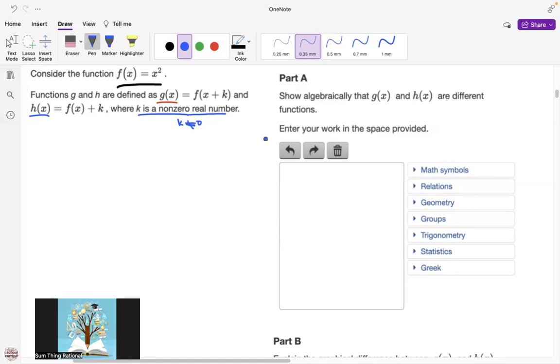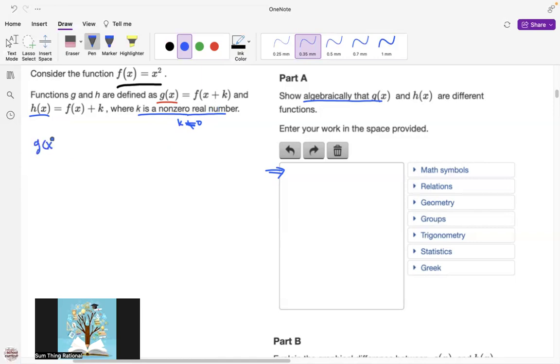So this question has two parts. Part A is to show algebraically that g of x and h of x are different functions. Since it's an open-ended question and there's a space provided, we can answer this question in several ways. We can choose k as a non-zero real number. For example, you can choose k equal to 1, k equal to 2, or you can continue with k as a non-zero real number as an expression. In both ways, I will show it to you.